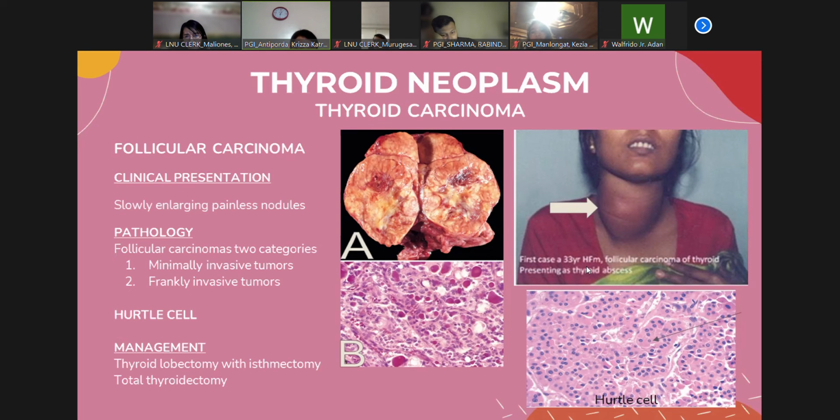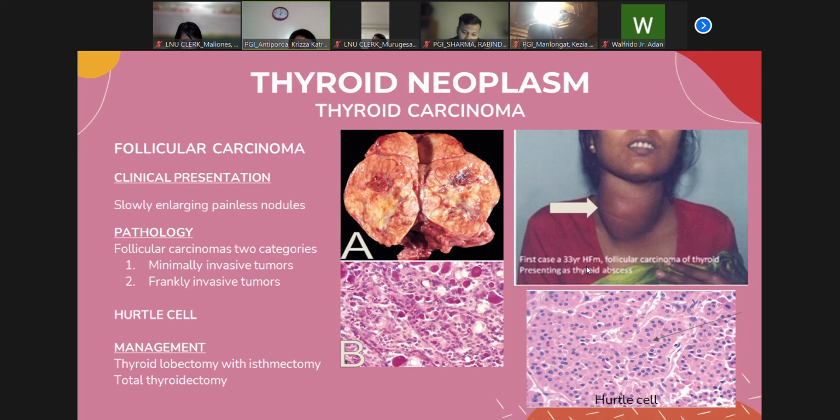A total thyroidectomy is recommended if carcinoma is identified and if it is performed in an older patient with a nodule greater than 4 centimeters. It is also recommended if the patient has a family history of thyroid carcinoma or a history of radiation exposure. Neck dissection is performed if cervical lymphadenopathy is present.